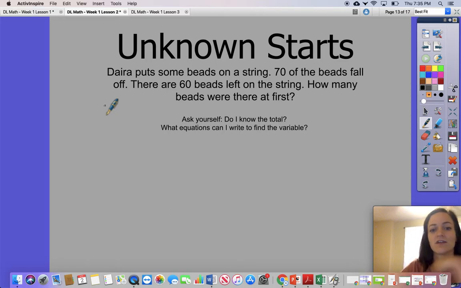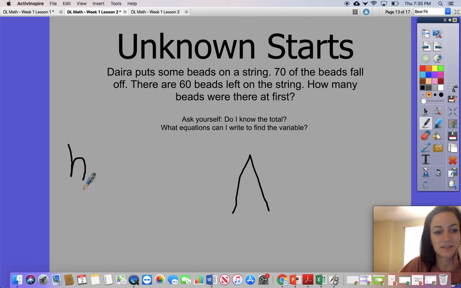Okay, so if I've got my math mountain, I ask myself, do I know the total? Something that might be tricky for some of you, so maybe we could even write an equation exactly as how it happens, right? Remember we call those situation equations, so writing exactly what's happening in the problem. She has some beads, so I'm going to put B because I don't know how many beads that is. 70 of them fall off. So we ask ourselves, am I adding 70 beads or am I subtracting 70 beads?